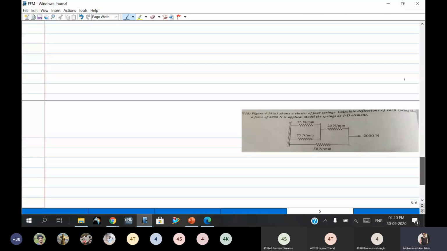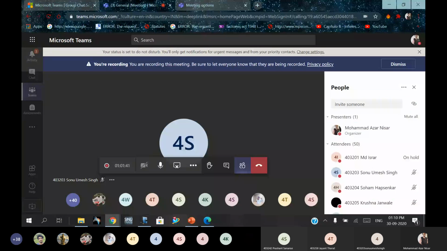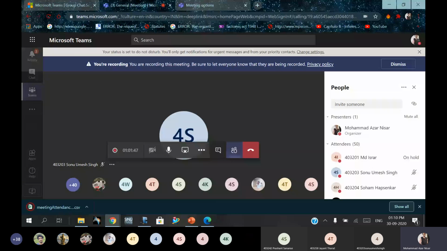Any questions regarding this, you can ask me. Are there any questions, or otherwise I will stop the session. We will see the next problem tomorrow, and we will try to solve that in ANSYS also, to check whether we are getting the right answer by the numerical method, the FEM method, or not.